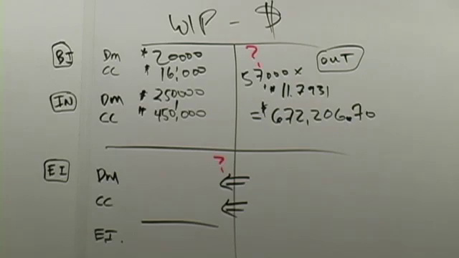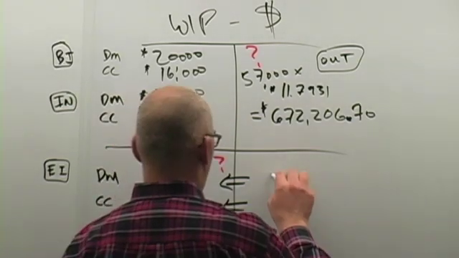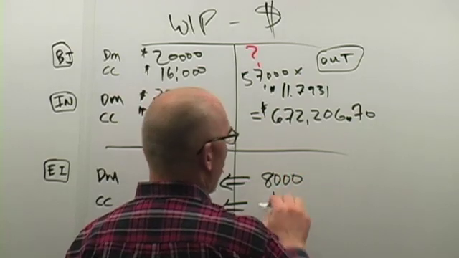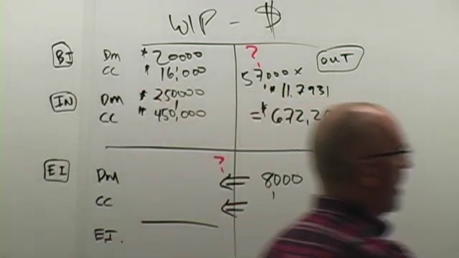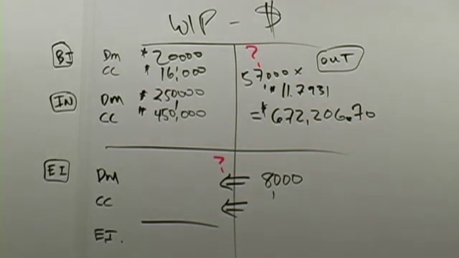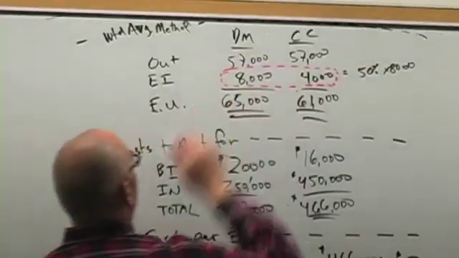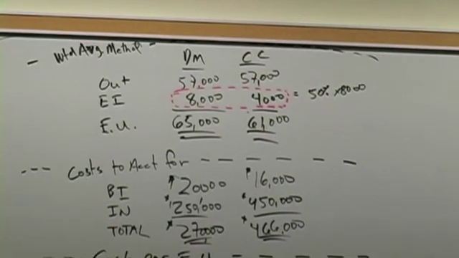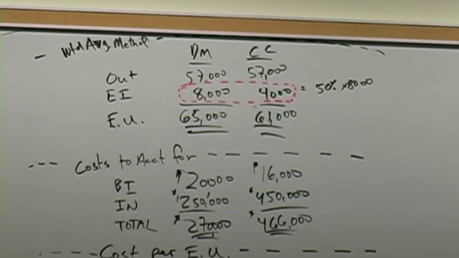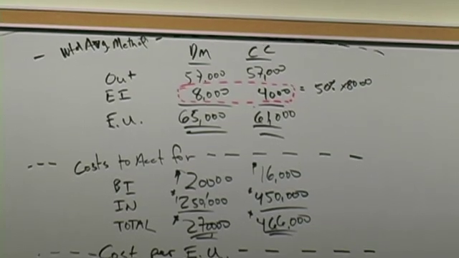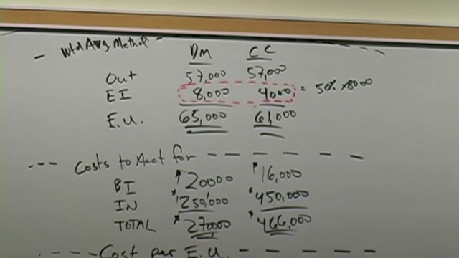Precisely correct. 8,000. Be careful, I want you to pull that number from here. We've already done the math here, so let's use those numbers. That's how many units are in ending inventory right there. So 8,000 for direct materials. How many units are in ending inventory for conversion costs, Jennifer? 4,000, okay.